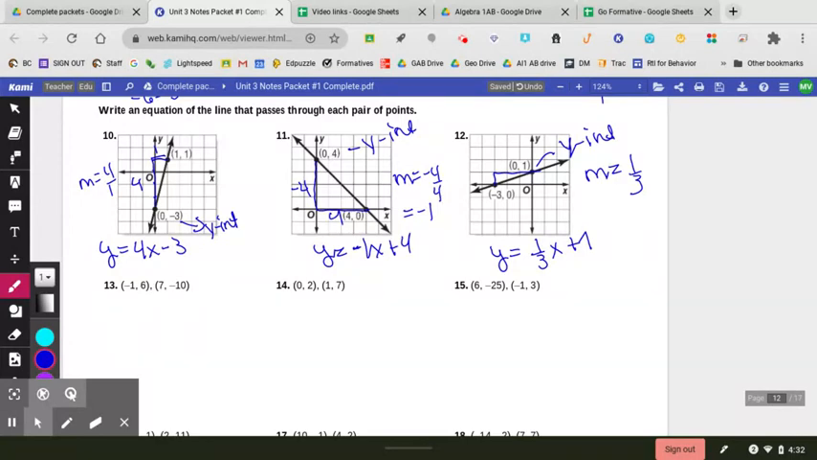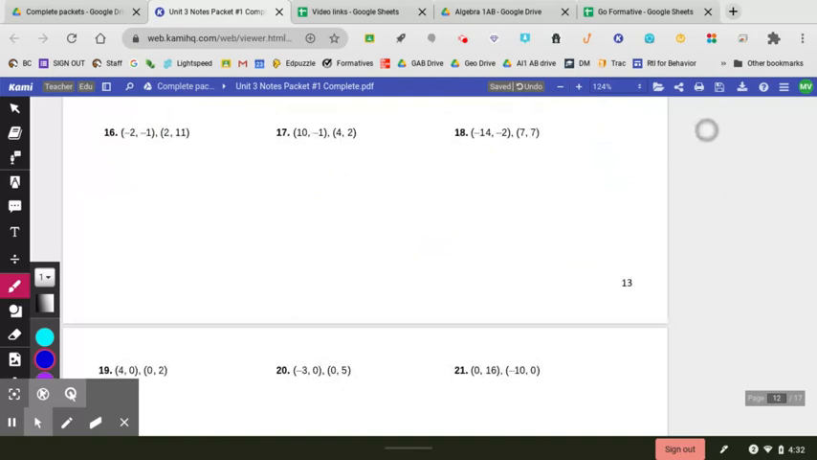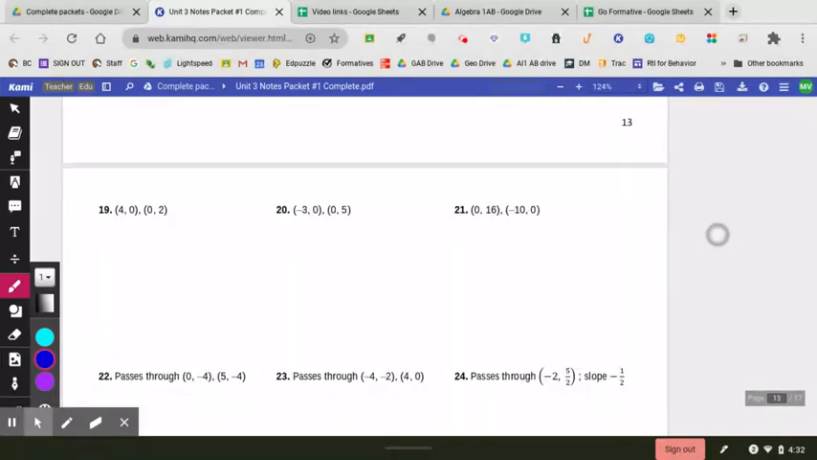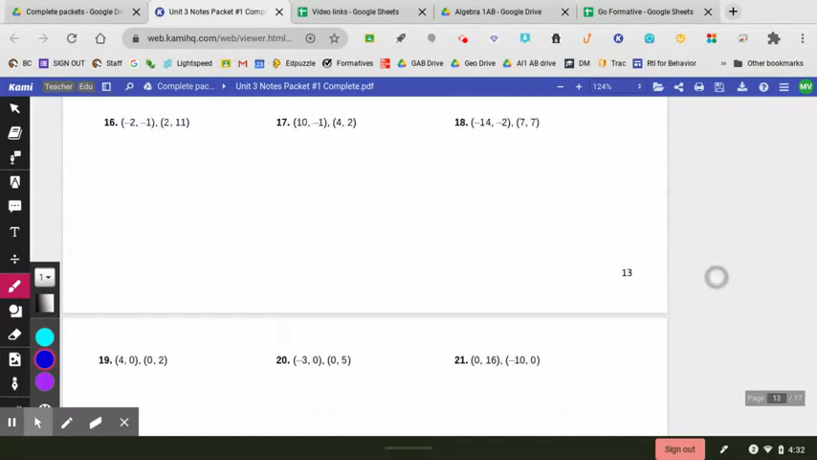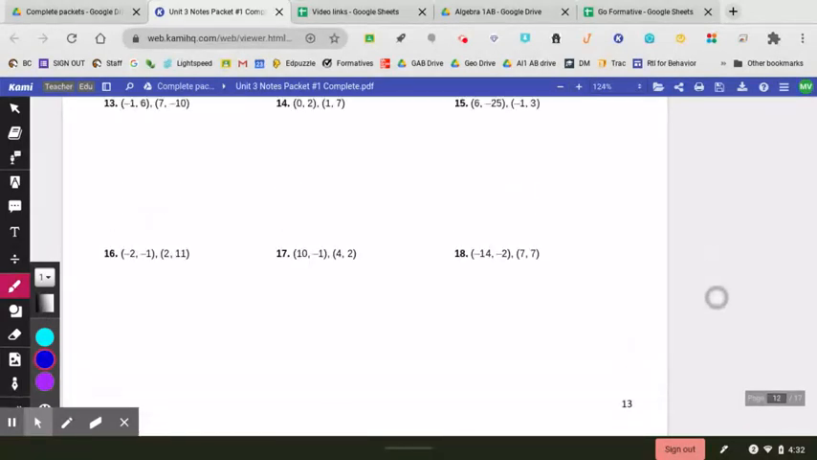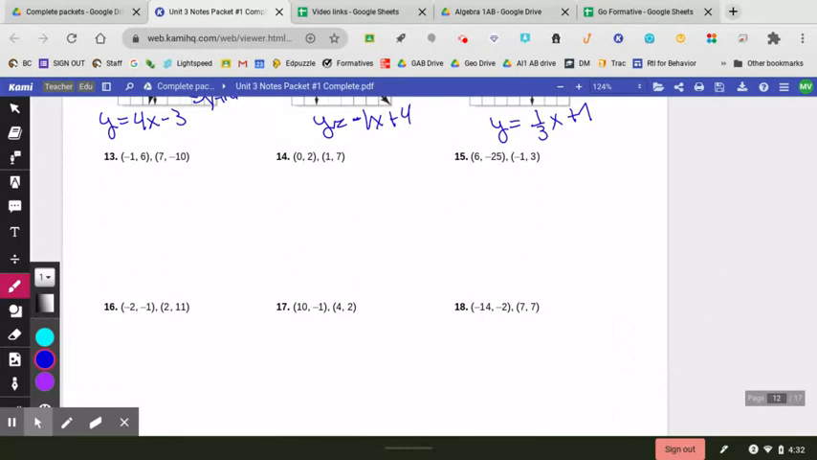Now the last 6 are a little more, actually it's the last 12. Actually, just do the next 6 and call it a day for tonight. And we'll pick up the rest in class tomorrow.